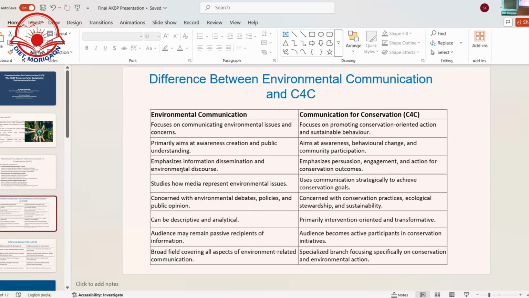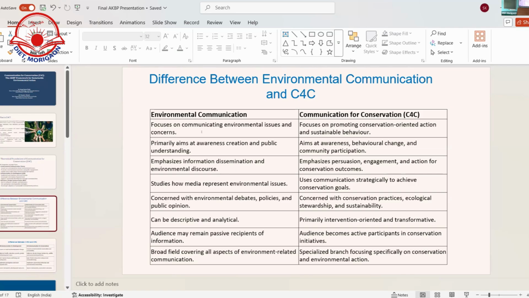But we have to keep an eye on the differences between environmental communication and C4C. Superficially, both are quite the same, but if we go deeper, then we find that environmental communication is a little bit different from communication for conservation. In environmental communication, only information is provided to the audiences or the readers, but communication for conservation is a continuous process through which one can inform, educate, and then motivate the people. So there are several differences. I can read it out.